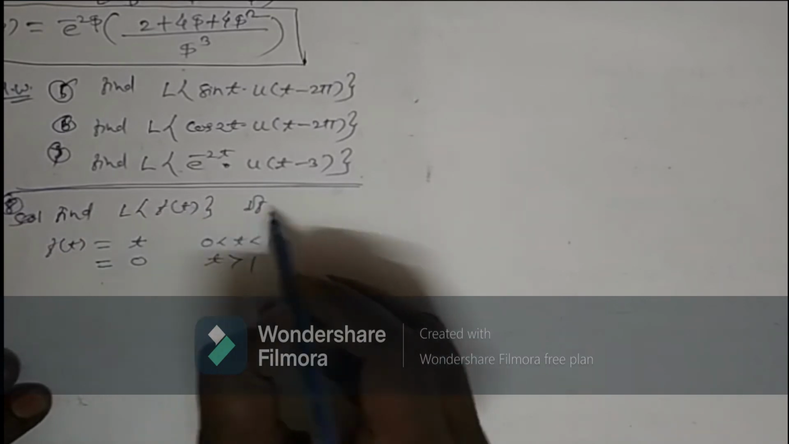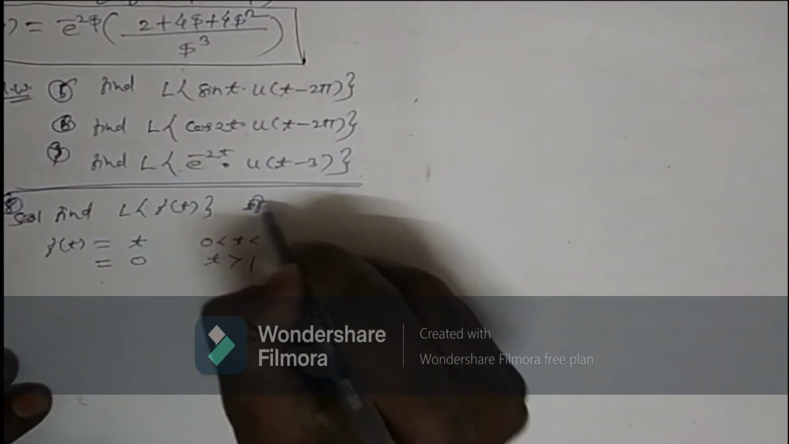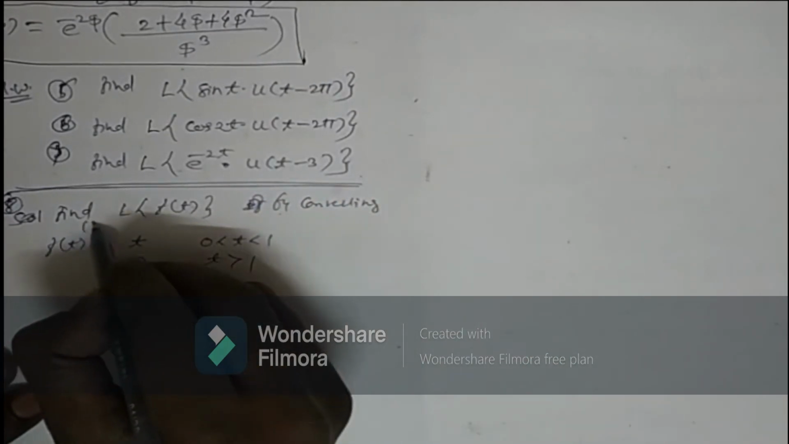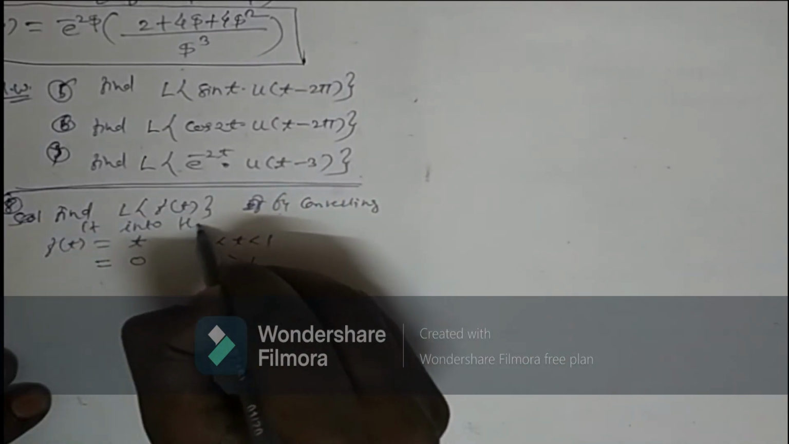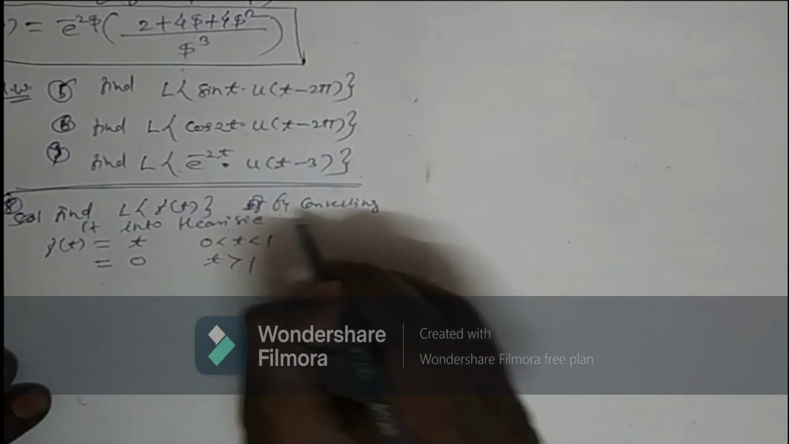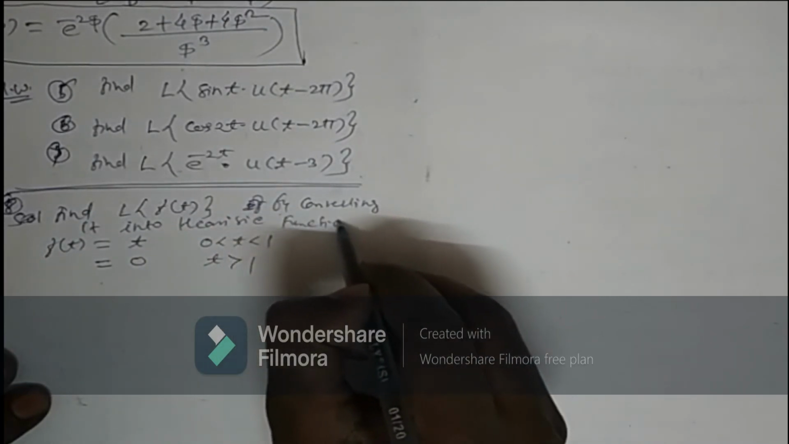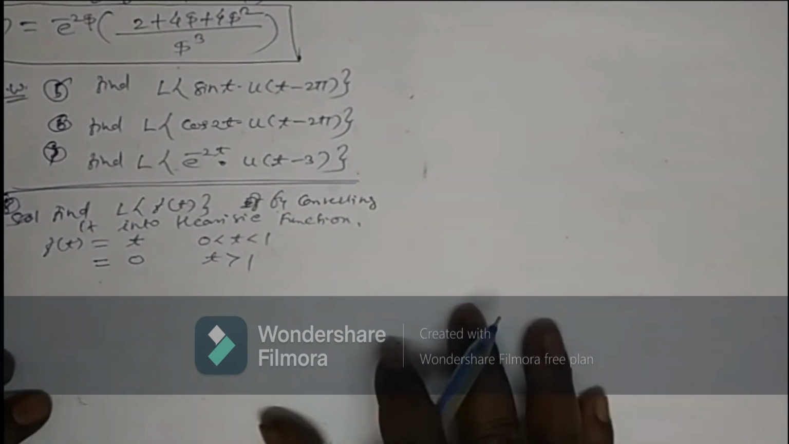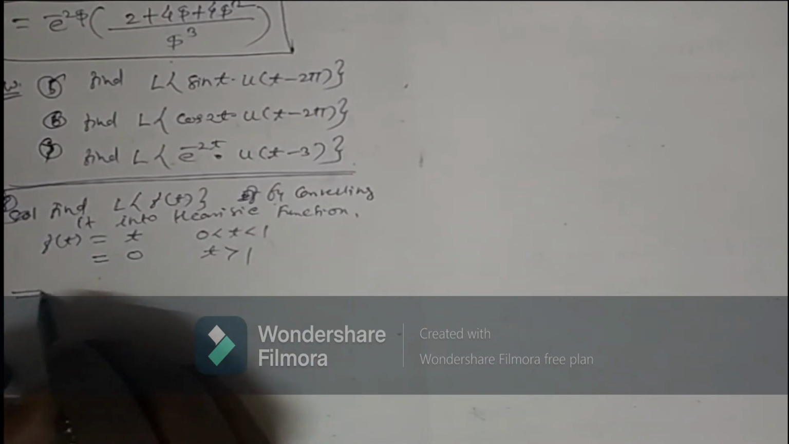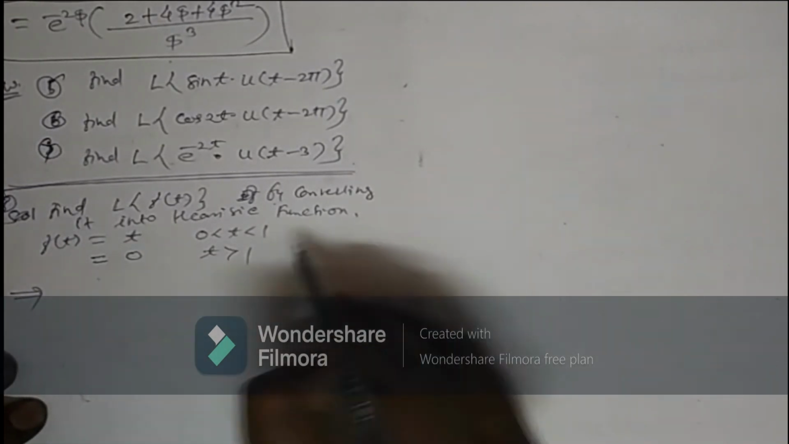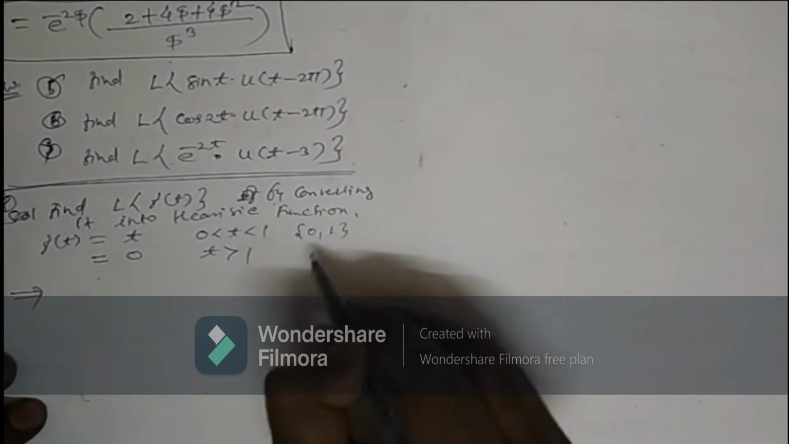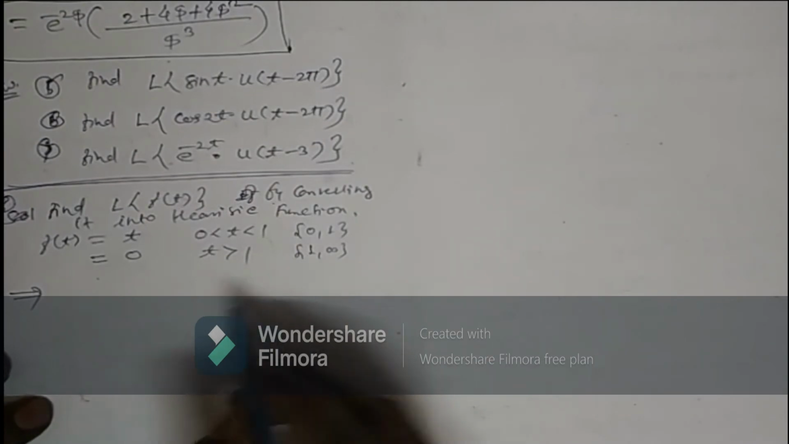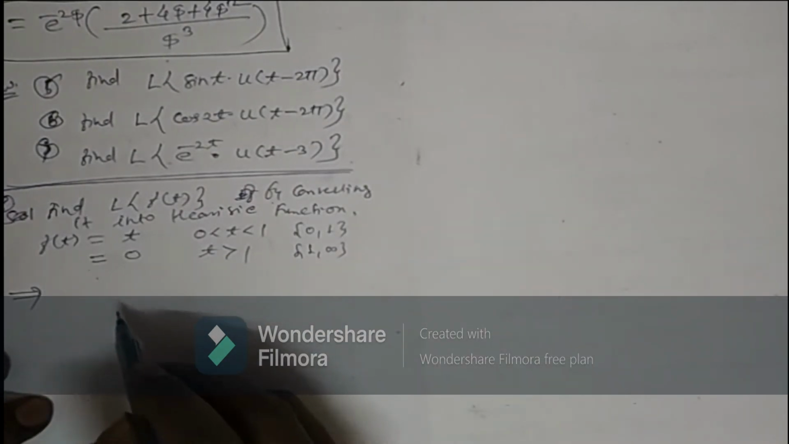Find Laplace transform of f of t by converting it into Heaviside function. So how to simplify this? Look at this. So this is for 0 to 1, and this is for 1 to infinity. Okay, right? So now how to simplify this type of questions?